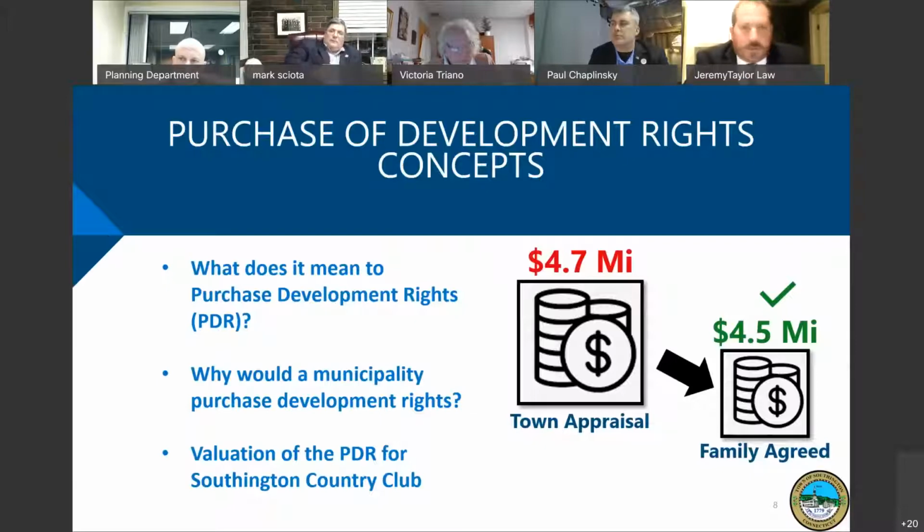$4,700,000. In saying this, we are very grateful to the owners of the Southington Country Club because we were able to work with them and they worked with us to negotiate the purchase of the development rights down to the number of $4.5 million, which is $200,000 less than what the town appraisal came in at. So that is a big, significant number for them to agree to go down on the number with us to make sure that it's a good value for the town. And that's my presentation today. I will hand it back to Rob.